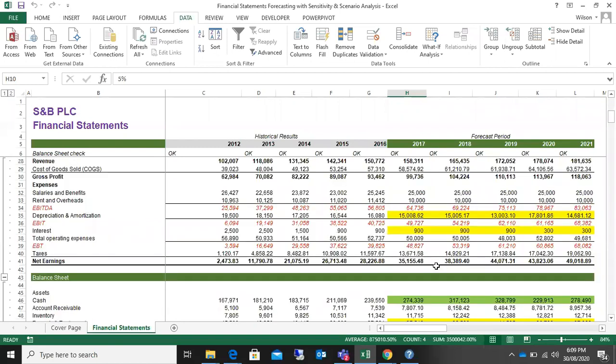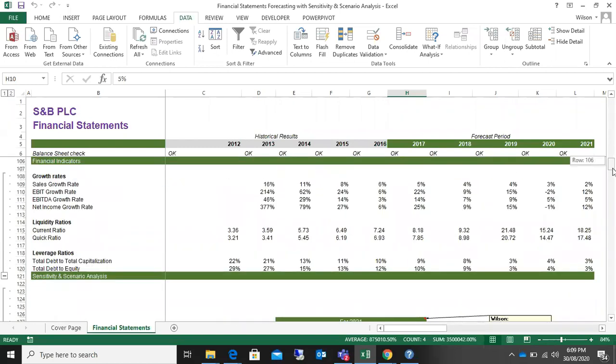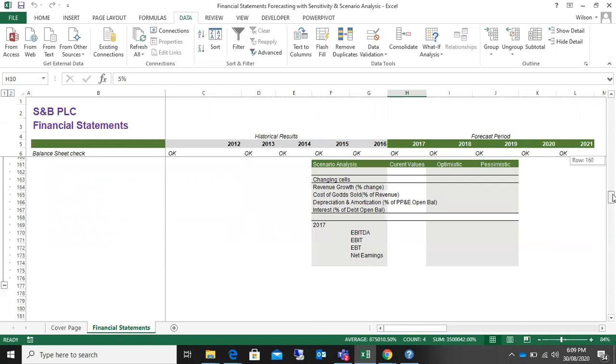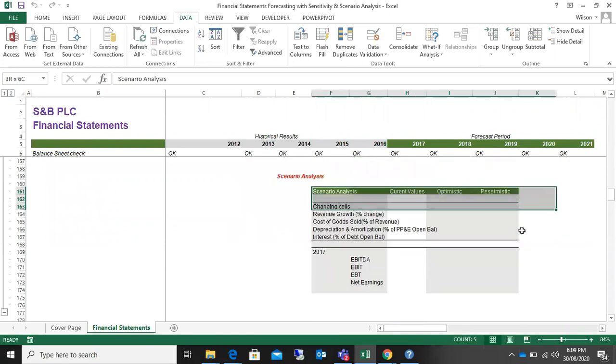Now, the first thing you will do for scenario analysis is to prepare a simple table like this, where you will have your first scenario analysis, current value, optimistic and pessimistic. Then you will have your changing cells. Are you getting me? Your changing cells are your assumptions. While what you will have underneath your changing cells are your outputs.